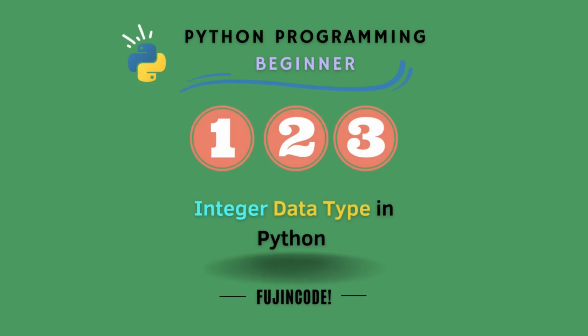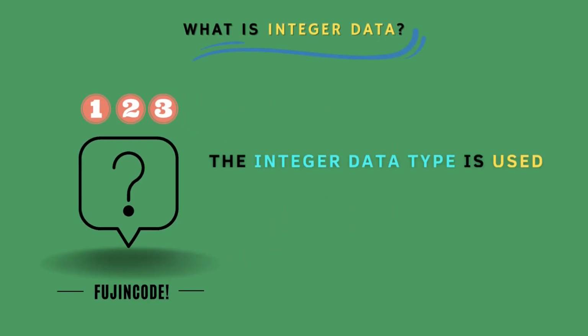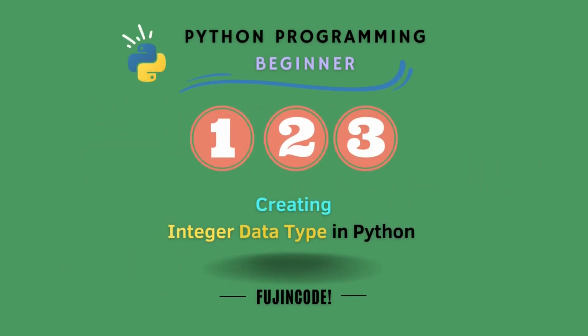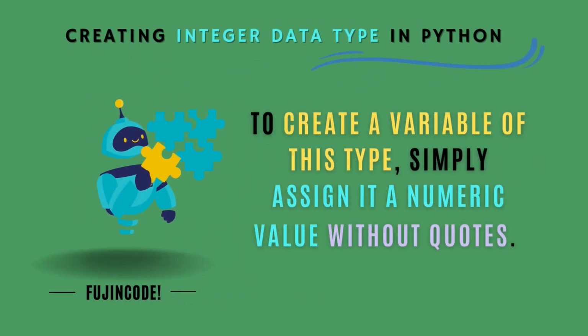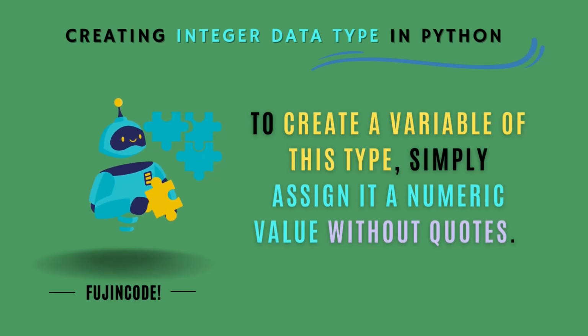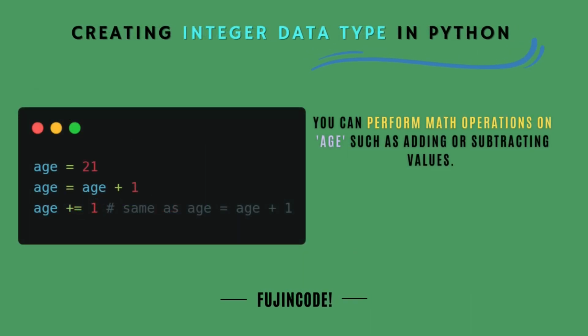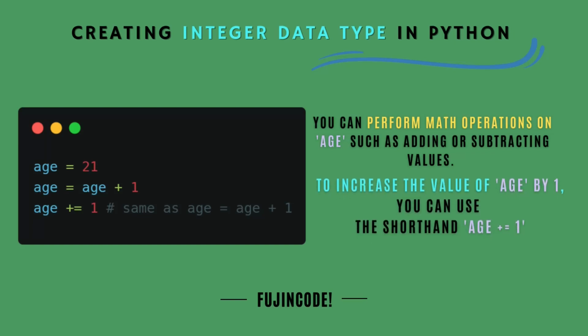Integer data type in Python. The integer data type is used to store whole numbers in Python. Creating an integer. To create a variable of this type, simply assign it a numeric value without quotes. For example, you can create a variable called age and set it to your age like this. You can perform math operations on age, such as adding or subtracting values. To increase the value of age by 1, you can use the shorthand age += 1.